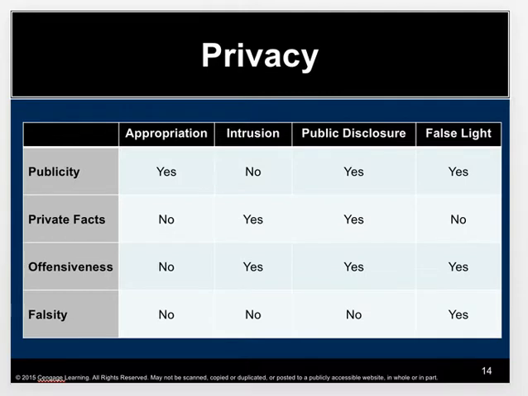So let's look a little bit. Here's a chart. It's in the book. It's actually pretty good where it puts together everything as far as privacy is concerned. So we have appropriation, we have intrusion, we have public disclosure, we have false light. Then we see publicity, private facts, offensiveness, and falsity. So it kind of helps you to understand how those work, right?